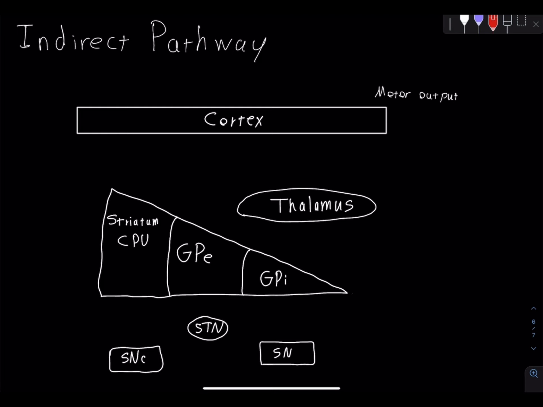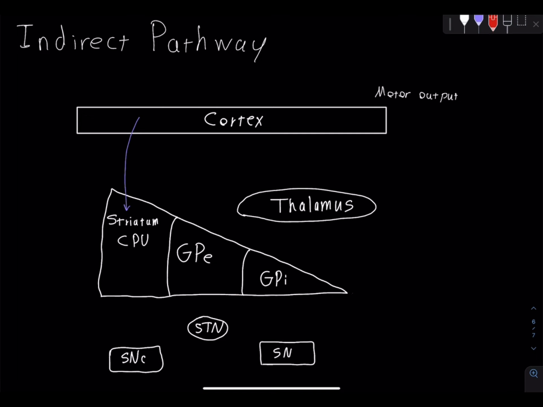Sorry. The indirect pathway is the other pathway. It is going to be involved in terminating motor commands, meaning stopping movement. So the way this works is that the cortex still sends excitatory input to the striatum. But in this case, we're going to have the substantia nigra pars compacta sending dopamine again to the striatum, but this time it's sending it to dopamine 2 receptors as opposed to dopamine 1 receptors.